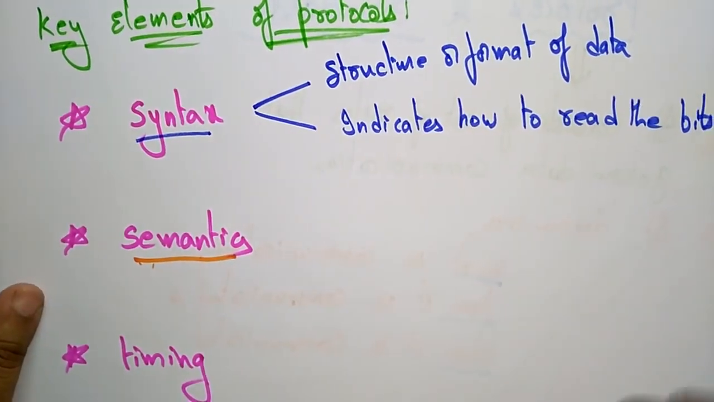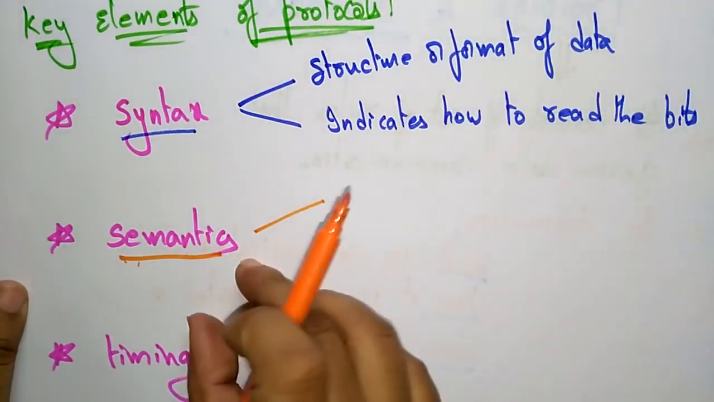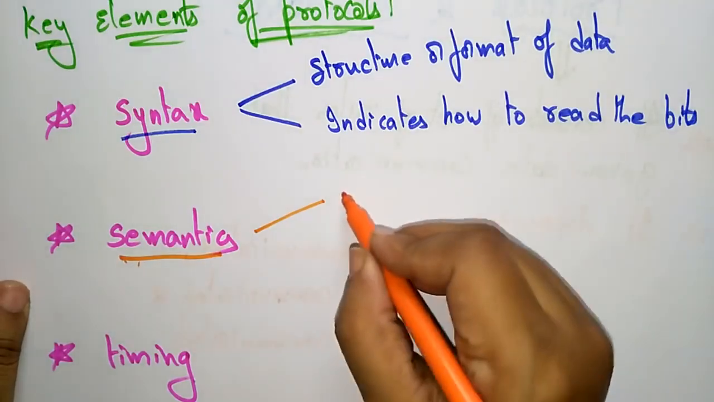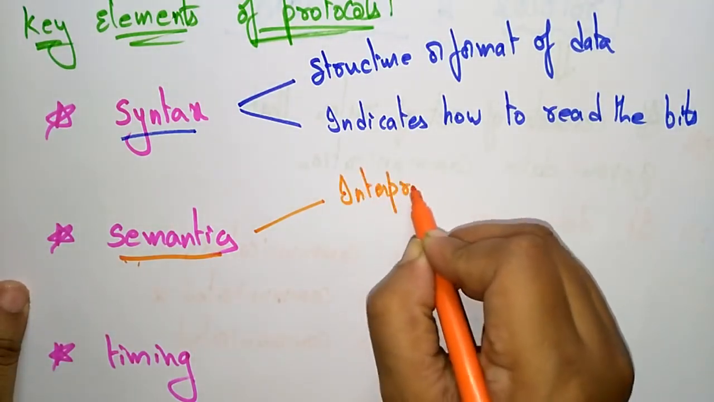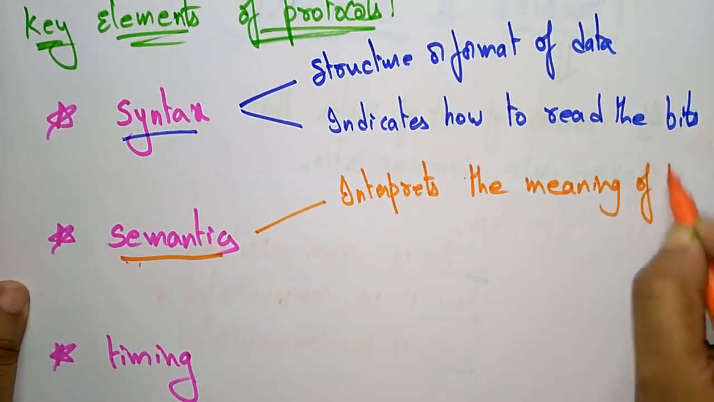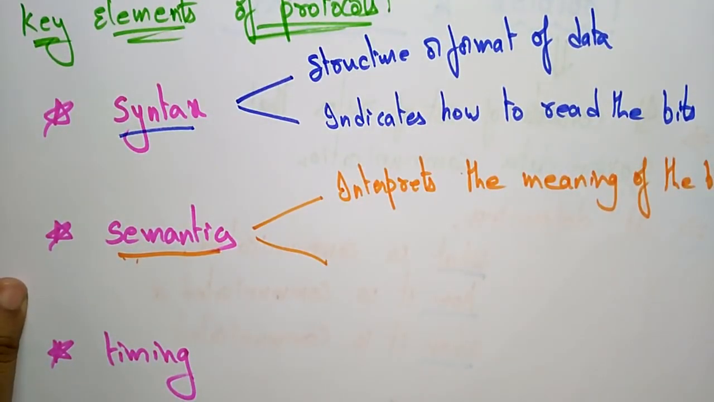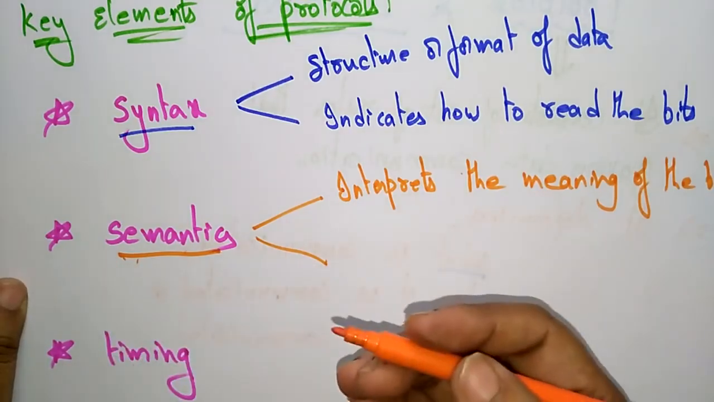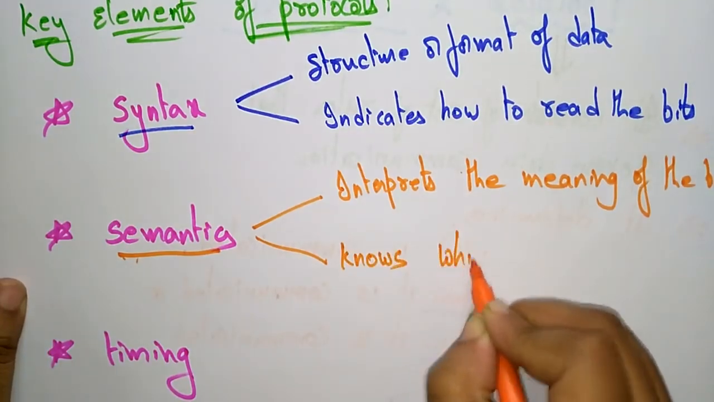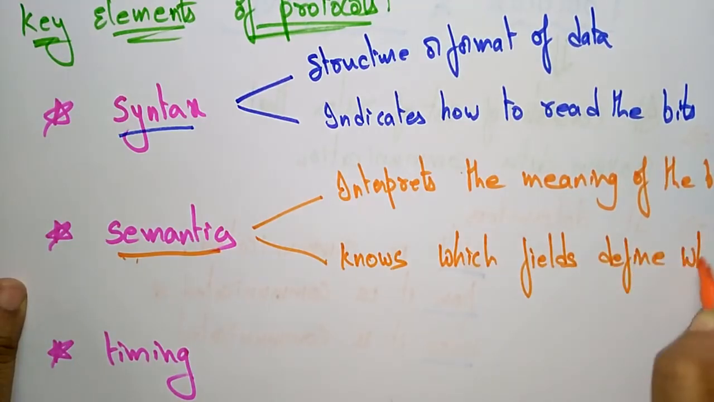And what about the semantics? Semantics interprets the meaning of the bits. Here syntax indicates how to read the bits, and semantics is helpful in interpreting the meaning of the bits. It also knows which field defines what action. The semantics explains which fields define what action.